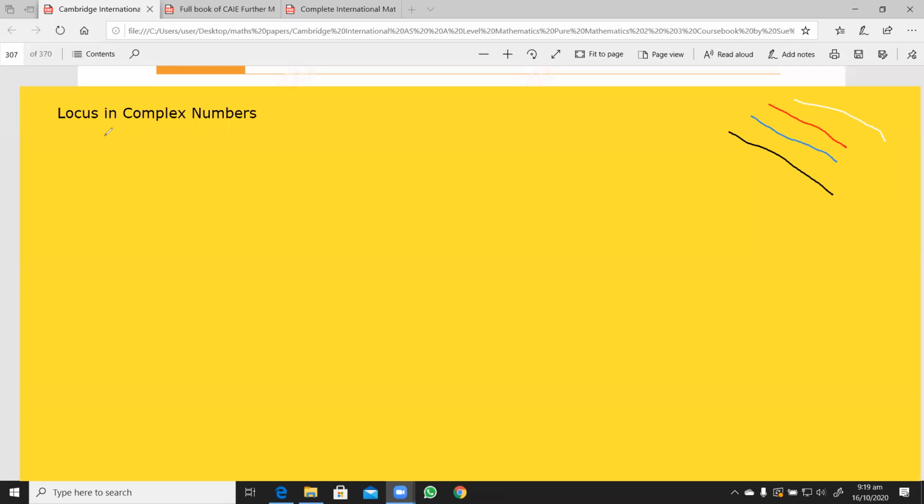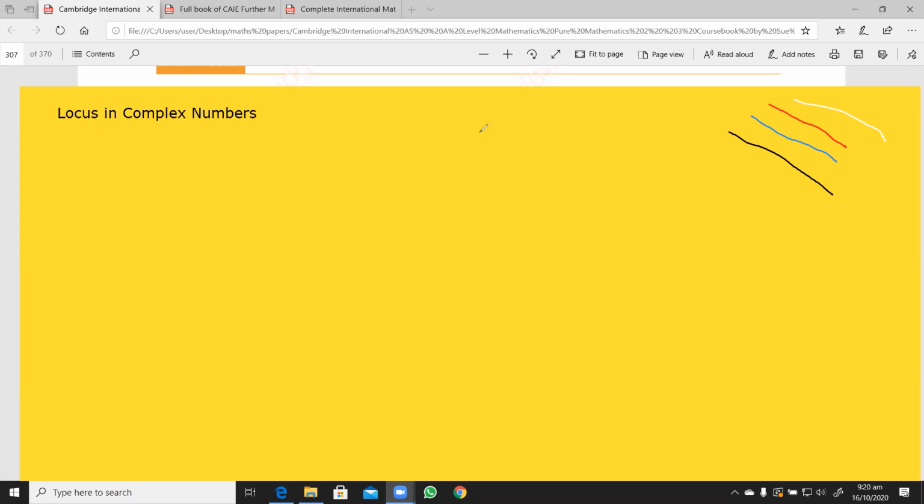Okay, we have to cover this locus in complex numbers. Before we go into the locus in complex numbers, you need to recall what you have done in locus in your O-level mathematics. How many of you remember what the locus of a point from another point is? Can you describe the locus of a point from a given point at a particular distance?